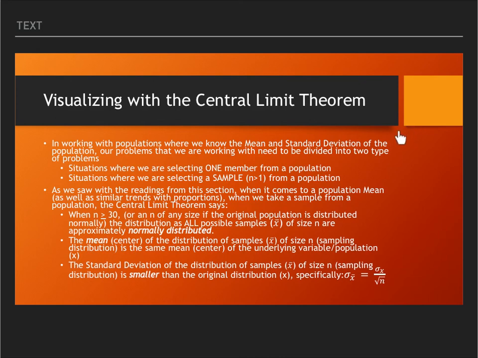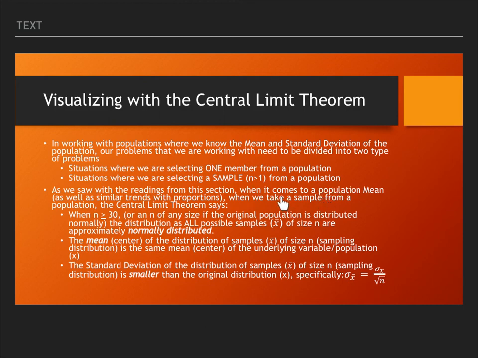In working with populations, we know that the mean and the standard deviation of the population are what we work with. The problems need to be divided into two types. One is situations where we're selecting one member from the original distribution, and then other situations where we're selecting a sample, where a sample could be anything greater than one from a population.